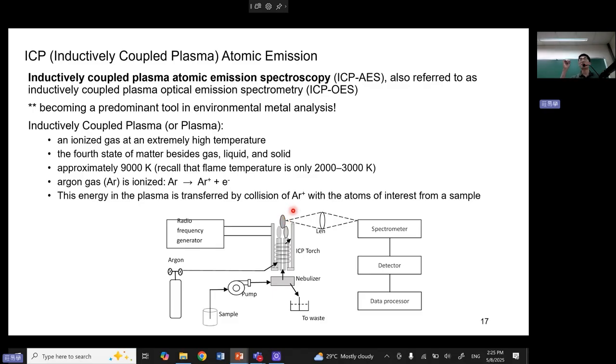So later, when the excited elements return from the excited state to ground state, they emit light. So you have a spectrometer or detector to detect or to measure the intensity of the emitted light. Okay, so does it make sense?